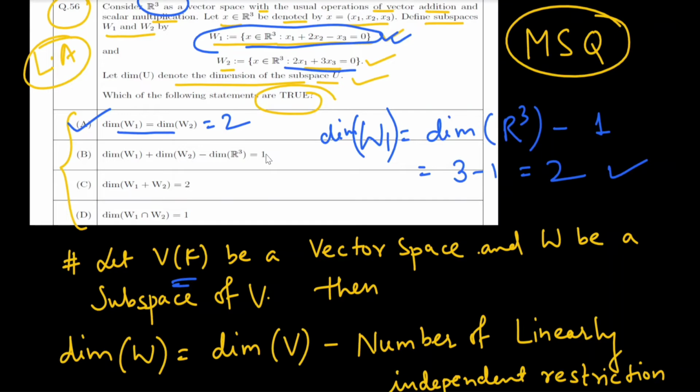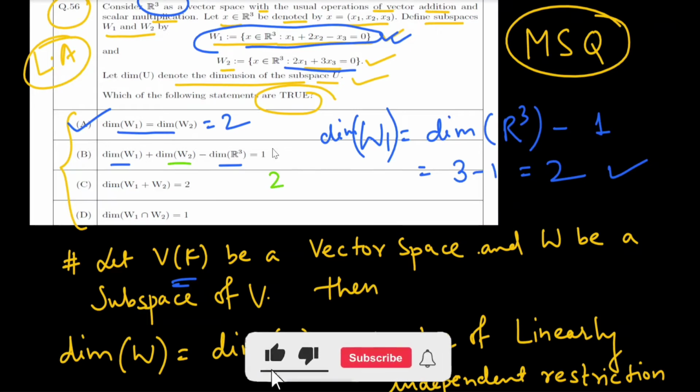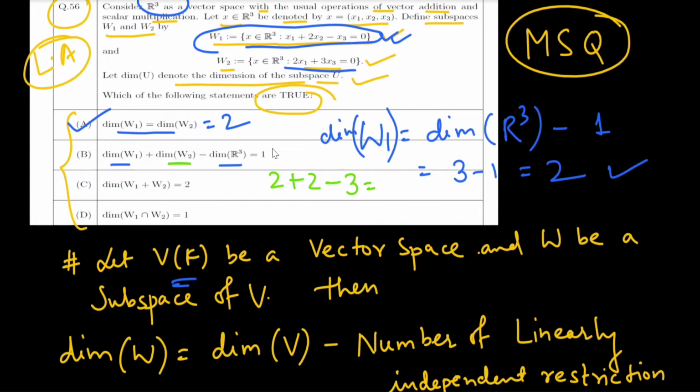Now option B says that dimension of W1 plus dimension of W2 minus dimension of R3 is equal to 1. So dimension of W1 is 2, dimension of W2 is 2, minus dimension of R3 which is 3. So this is clearly 1. So option B is also correct.